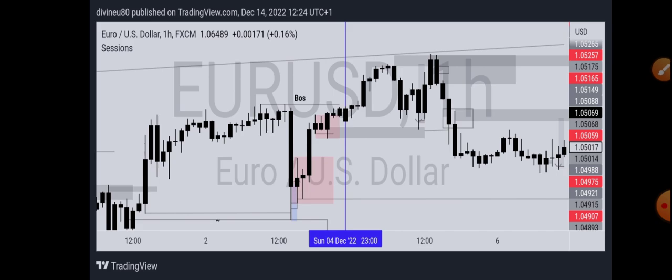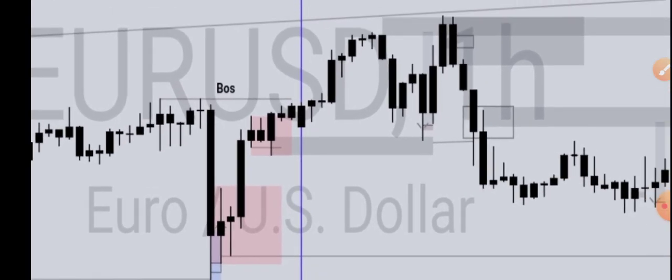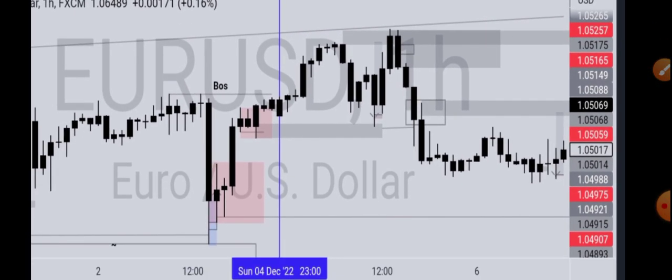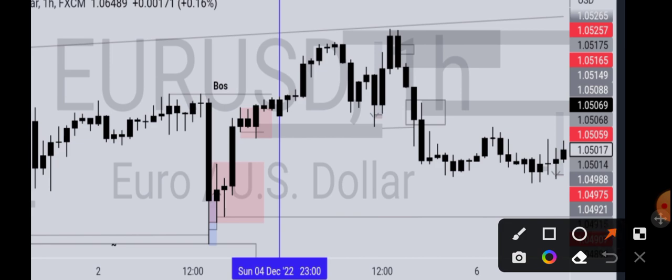So you can see the two ranges. I marked them up there. Those are the two ranges. So these are our real supply and demand zones. It's not these, how do I put it now?